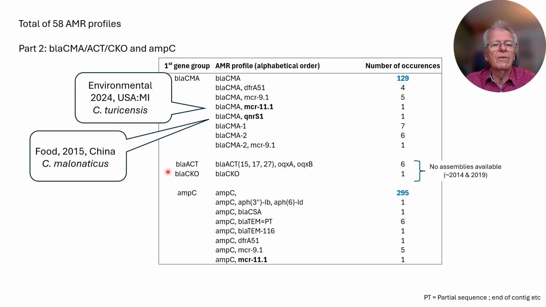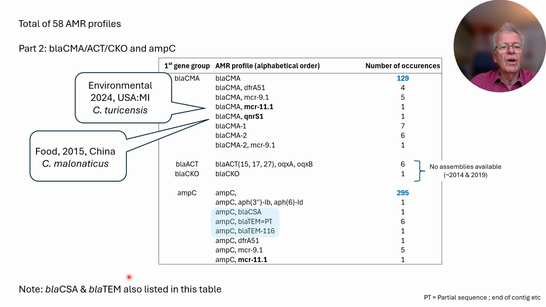Unfortunately, this one with the BLA ATC would be of interest because ATC is named after the variety that was initially characterized from Acinetobacter and therefore not an Enterobacteriaceae. Unfortunately, this is one of those where you can see multi-drug efflux systems and there's no assemblies. And similarly, the BLA CKO, there's no assembly available, unfortunately.